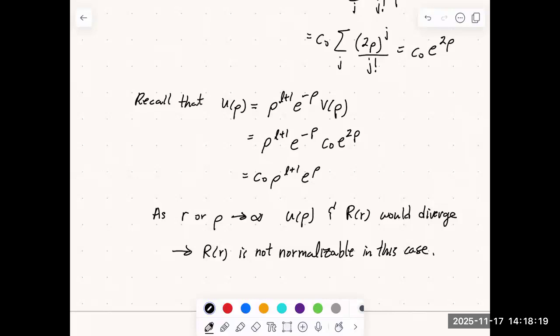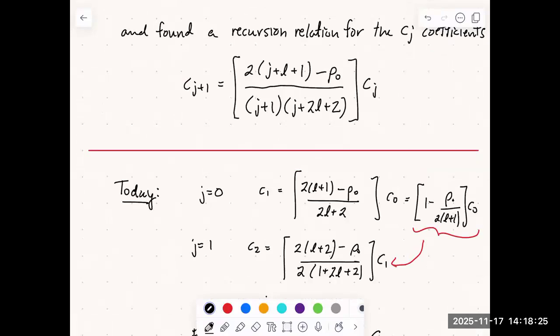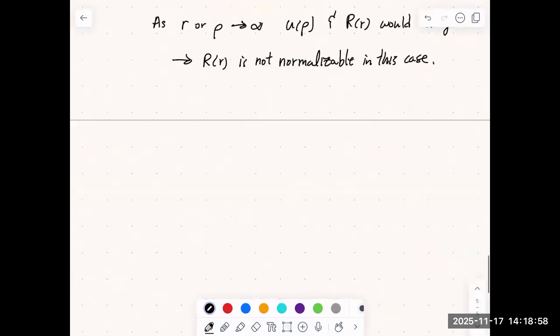And so that means that I can't allow this recursion relation to go on forever. We have to truncate it. We have to kill it at some point. And the way that we're going to kill it is we're going to make the numerator go to 0 for some value of j. And if we can do that, we can find some cj plus 1 where all the coefficients at j plus 1 and higher are 0, and only the ones at j and below are non-zero. Okay, so that's the plan.